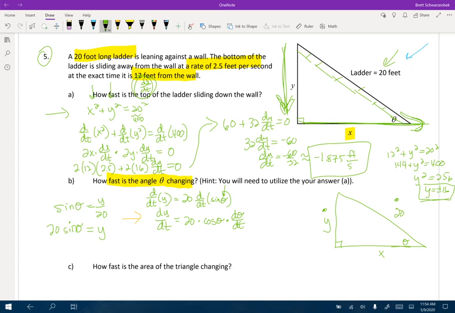So what are we trying to find? We're trying to find how fast the angle is changing. That is this. So our missing variable for our problem is d theta dt. So what is this implying? This is implying that we should know all the other ones. Well, if you look closely, in letter A, we actually found dy dt. It was negative 1.875. So this we know.